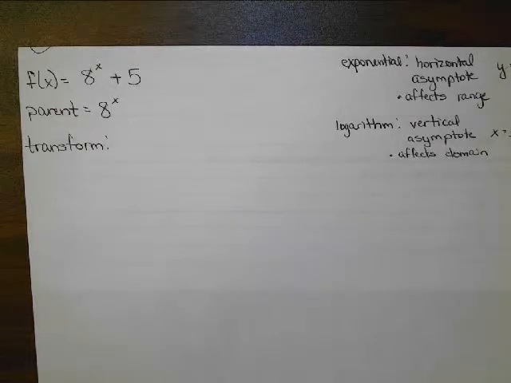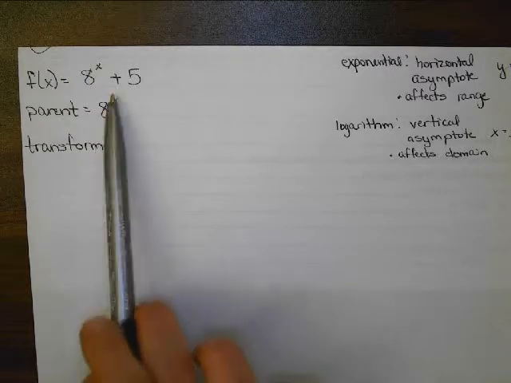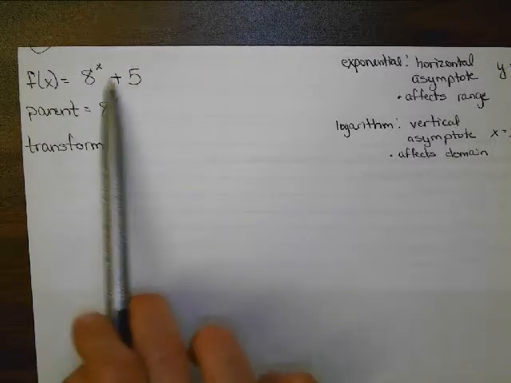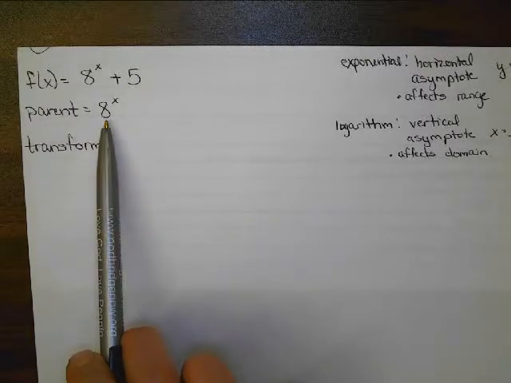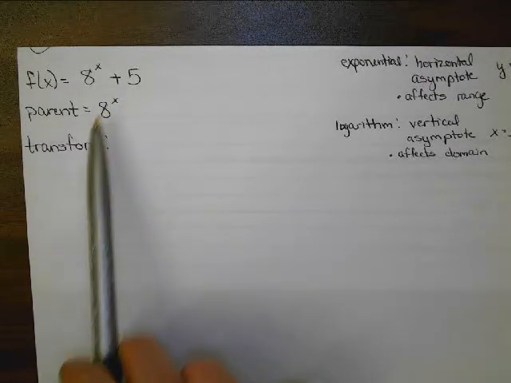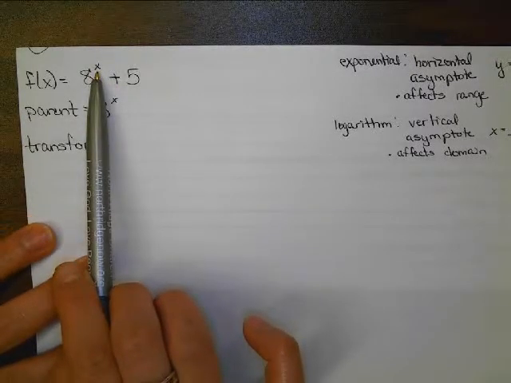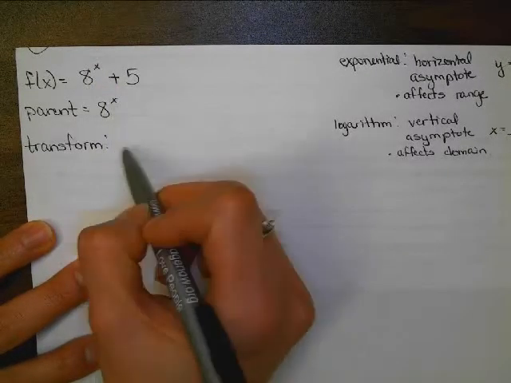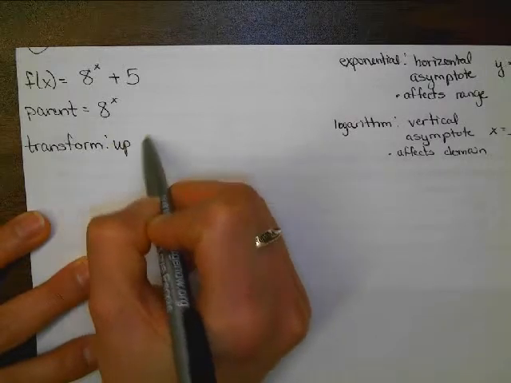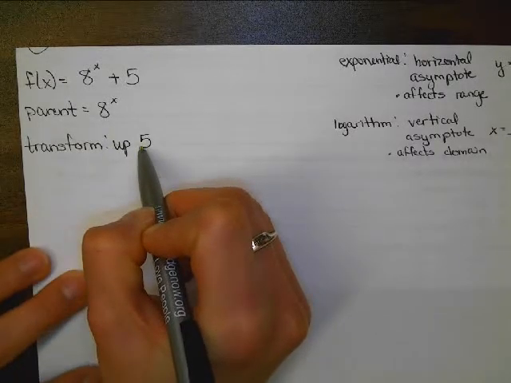In this video, we're going to talk about the exponential function a little bit. So here we have f of x equals 8 to the x plus 5. And again, this plus 5, that extra stuff is always what's transforming it. So that means my parent function is going to be 8 to the x power. This plus 5, you'll notice, is not attached to this x at all. So that just means that my function moved up 5.